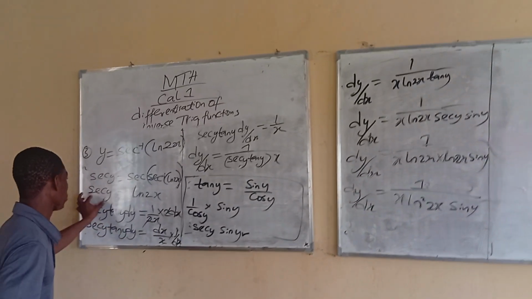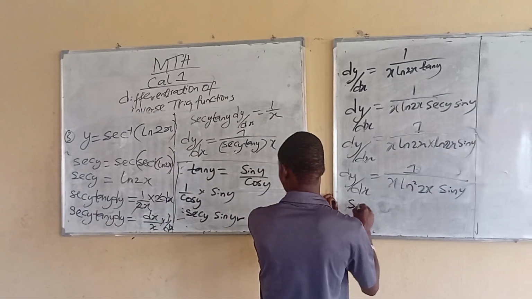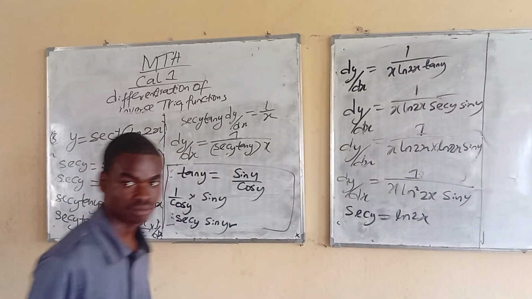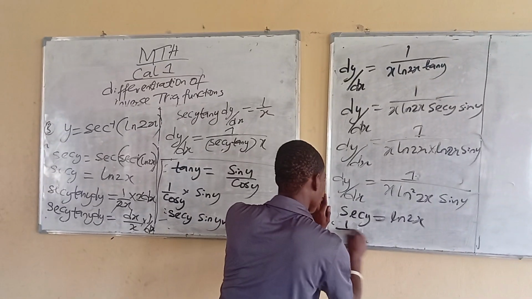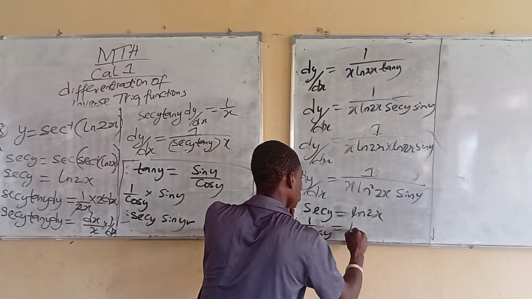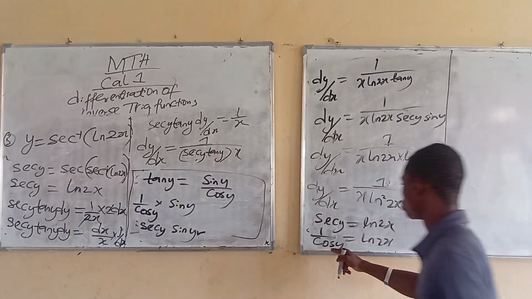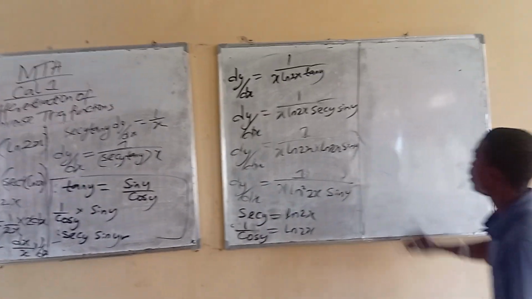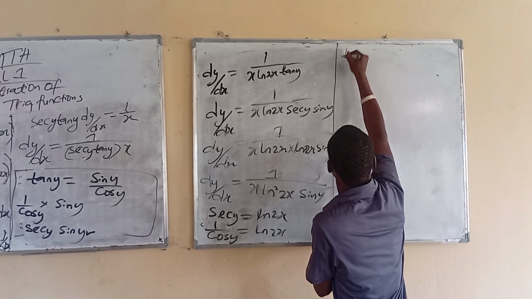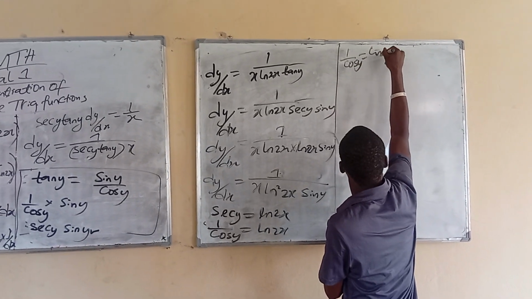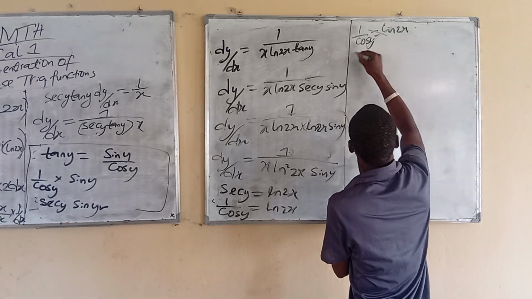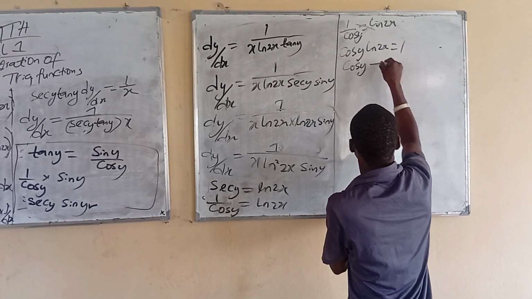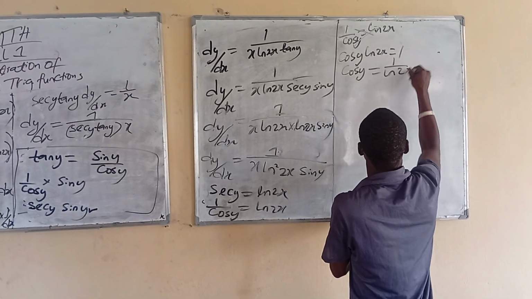Now from the beginning here, we had sec y equals to ln 2x, right? So that 1 over cos y equals to ln 2x. Now let's make cos y subject of the formula. If you want to make cos y subject of the formula, 1 over cos y equals to ln 2x, cross multiply, so that cos y ln 2x equals to 1, so that cos y equals to 1 over ln 2x, right?